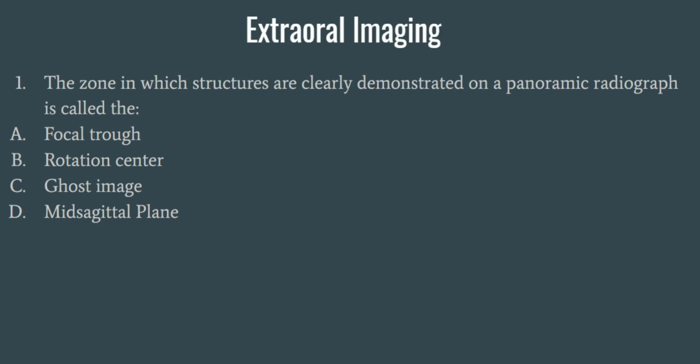Let's do our little review. The zone in which structures are clearly demonstrated on a panoramic radiograph is called A, the focal trough, B, the rotation center, C, the ghost image, or D, the mid-sagittal plane. The correct answer is A, focal trough.